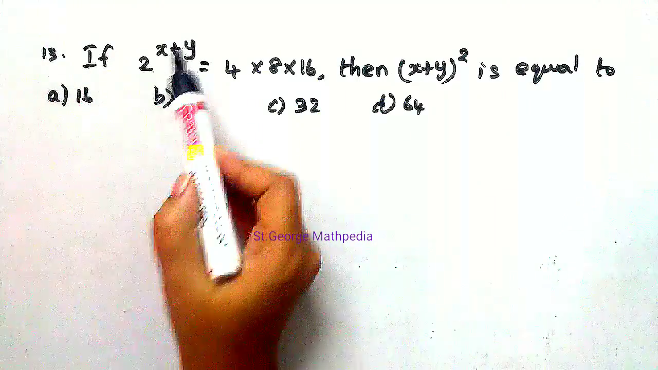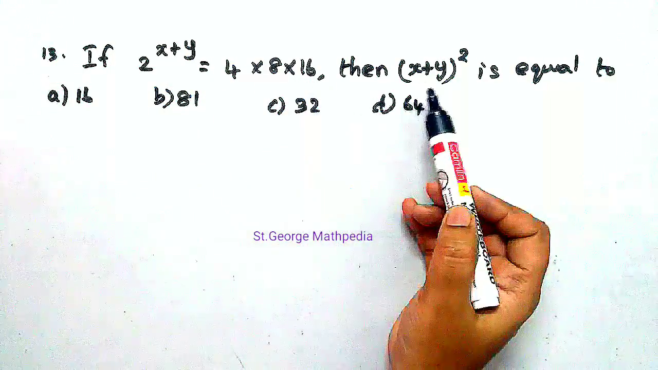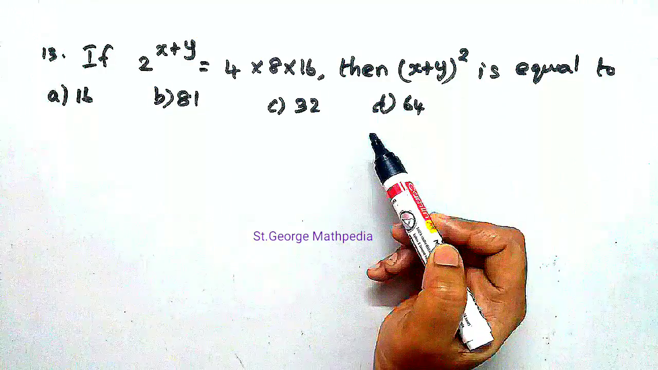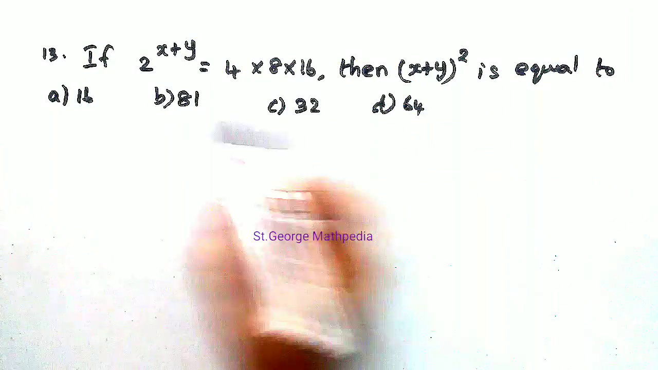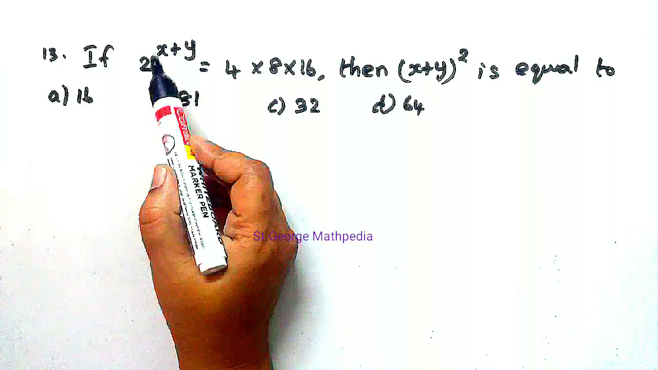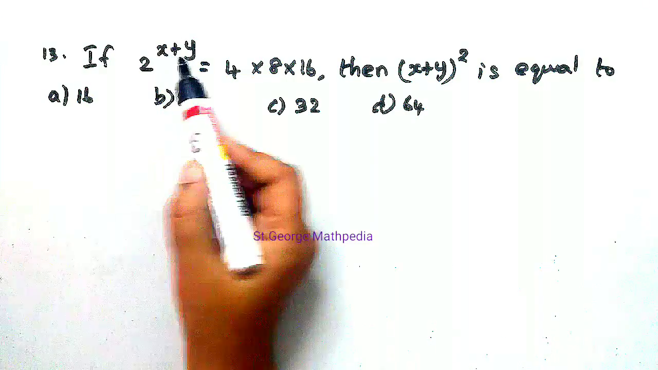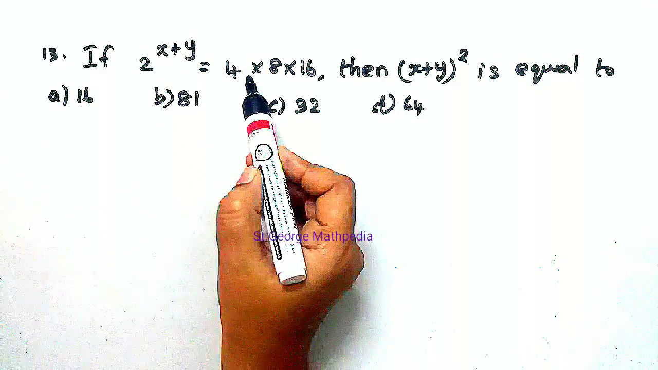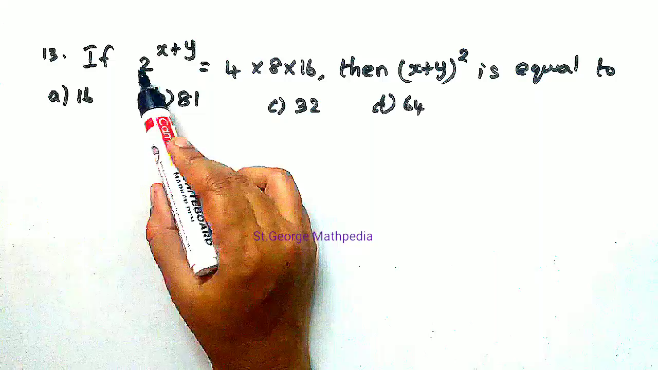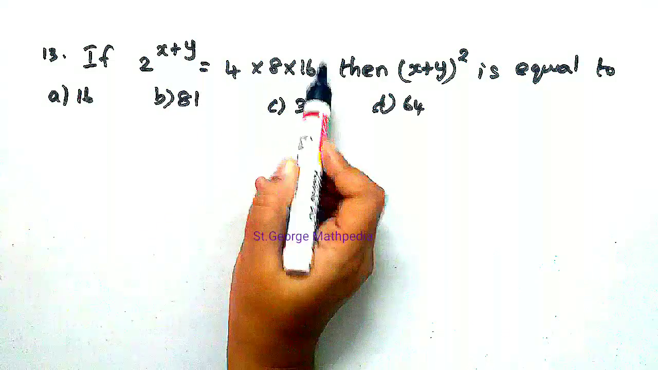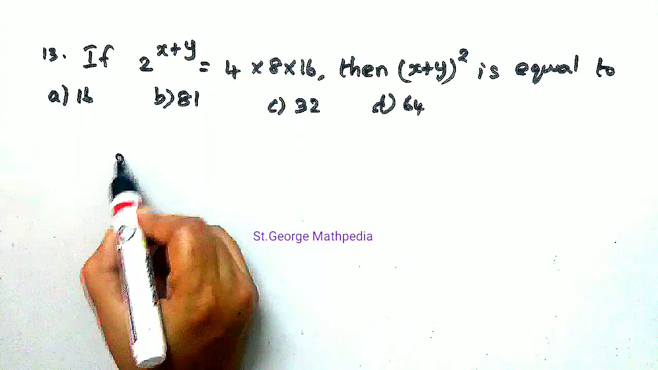So the next problem is: if 2 to the power of (x plus y) is equal to 4 into 8 into 16, then (x plus y) the whole square is equal to what? Whenever you are asked to find the power term, x plus y is your power, right? So whenever you are asked to find the power, you have to make either side of the equation have the same base.